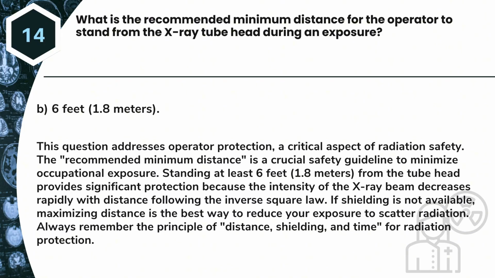Answer B. 6 feet, 8 meters. This question addresses operator protection, a critical aspect of radiation safety. The recommended minimum distance is a crucial safety guideline to minimize occupational exposure. Standing at least 6 feet, 8 meters, from the tube head provides significant protection because the intensity of the X-ray beam decreases rapidly with distance following the inverse square law. If shielding is not available, maximizing distance is the best way to reduce your exposure to scatter radiation. Always remember the principle of distance, shielding, and time for radiation protection.